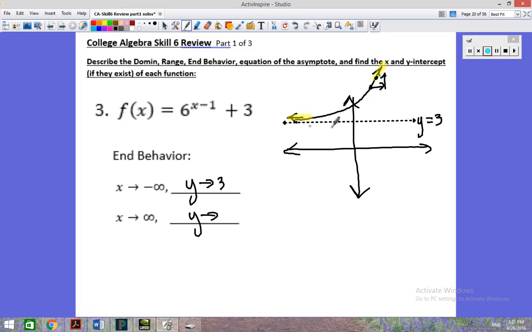Now there are some functions that have more than one horizontal asymptote, but for these exponential functions, if there is a horizontal asymptote, it has exactly one. I shouldn't say if: if it's an exponential function, it has a horizontal asymptote and it has exactly one. There's not another horizontal asymptote here, so y is approaching positive infinity.